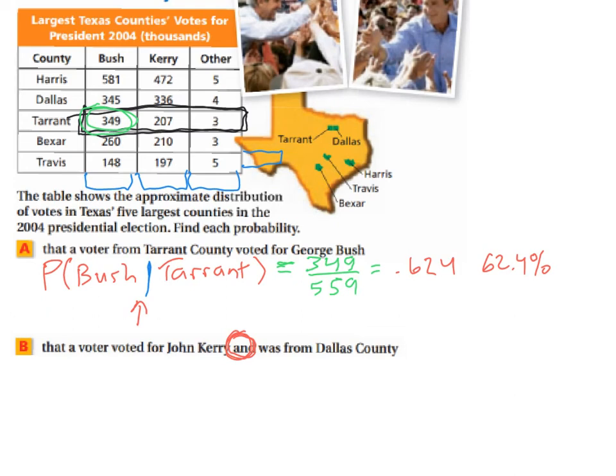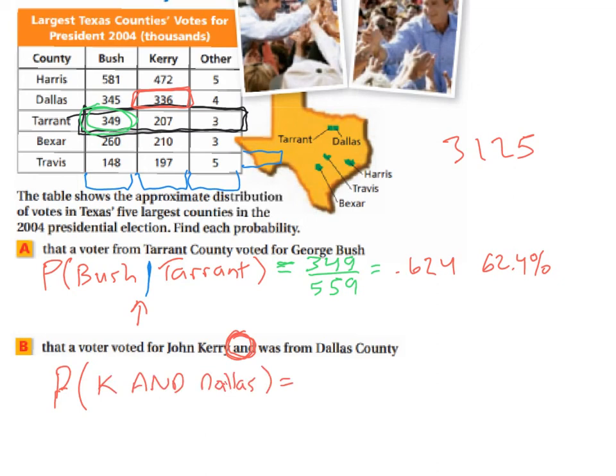So I added up all of the people who voted. So there's all the people who voted for Bush, all the people who voted for Kerry, and all the people who voted for other. And I got 3125. So that is the total amount of voters that are in this table, in thousands. So a voter voted for John Kerry and was from Dallas County. That is only that number. That is the only number that fits that criteria, because the criteria is Kerry and Dallas. So it has to fit both criteria for us to use it.